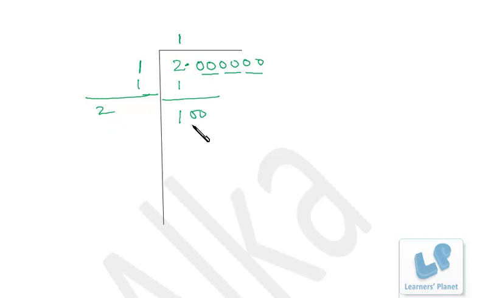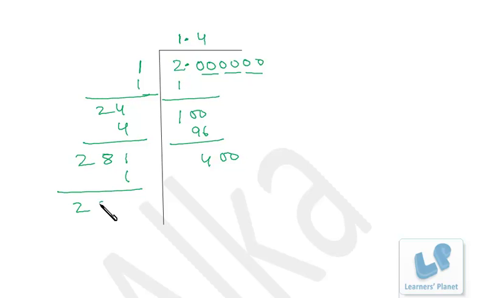Then we have to take 2 zeros, and for this we have to put a decimal over here. Now either 22 twos are, 23 threes are, or 24 fours are. So 24 into 4 is 96. So it's 4. Then further you have to take 00. Now 282 into 2 will cross 400. So we take 281 into 1. So that's 281. So that's 119.